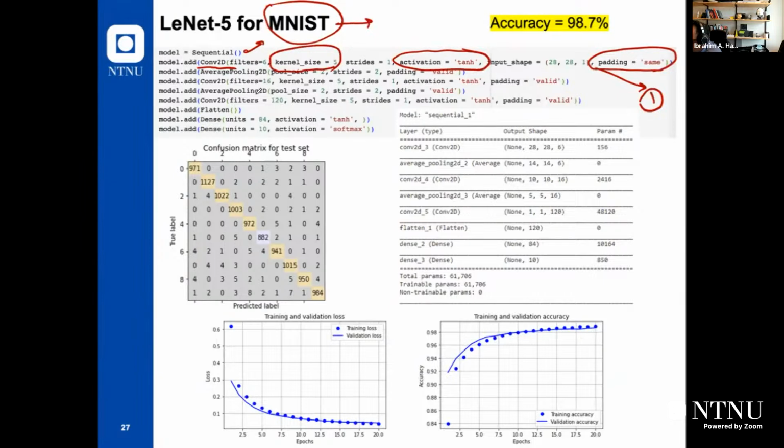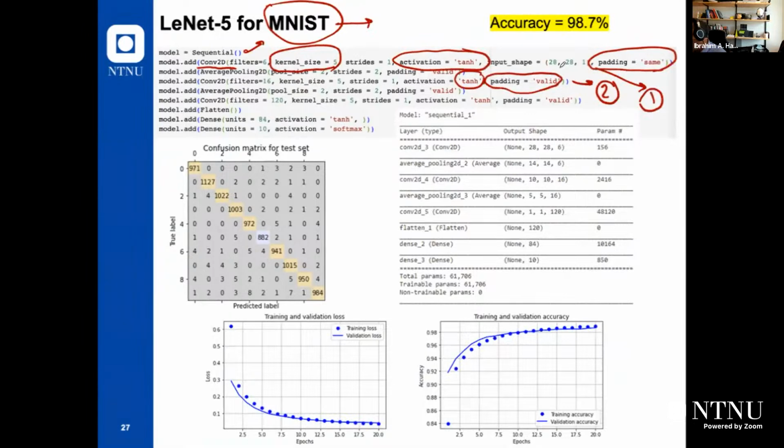The second layer is average pooling. We will not say it's a layer, but it does some downsampling of the feature maps. The second convolutional layer is another conv layer, which has 16 filters. So it will generate 16 feature maps from the 6 feature maps which we got from the first layer. Kernel size equal 5, stride equal 1, activation also hyperbolic tangent. Padding equal valid, which means we will allow the feature map size to reduce.